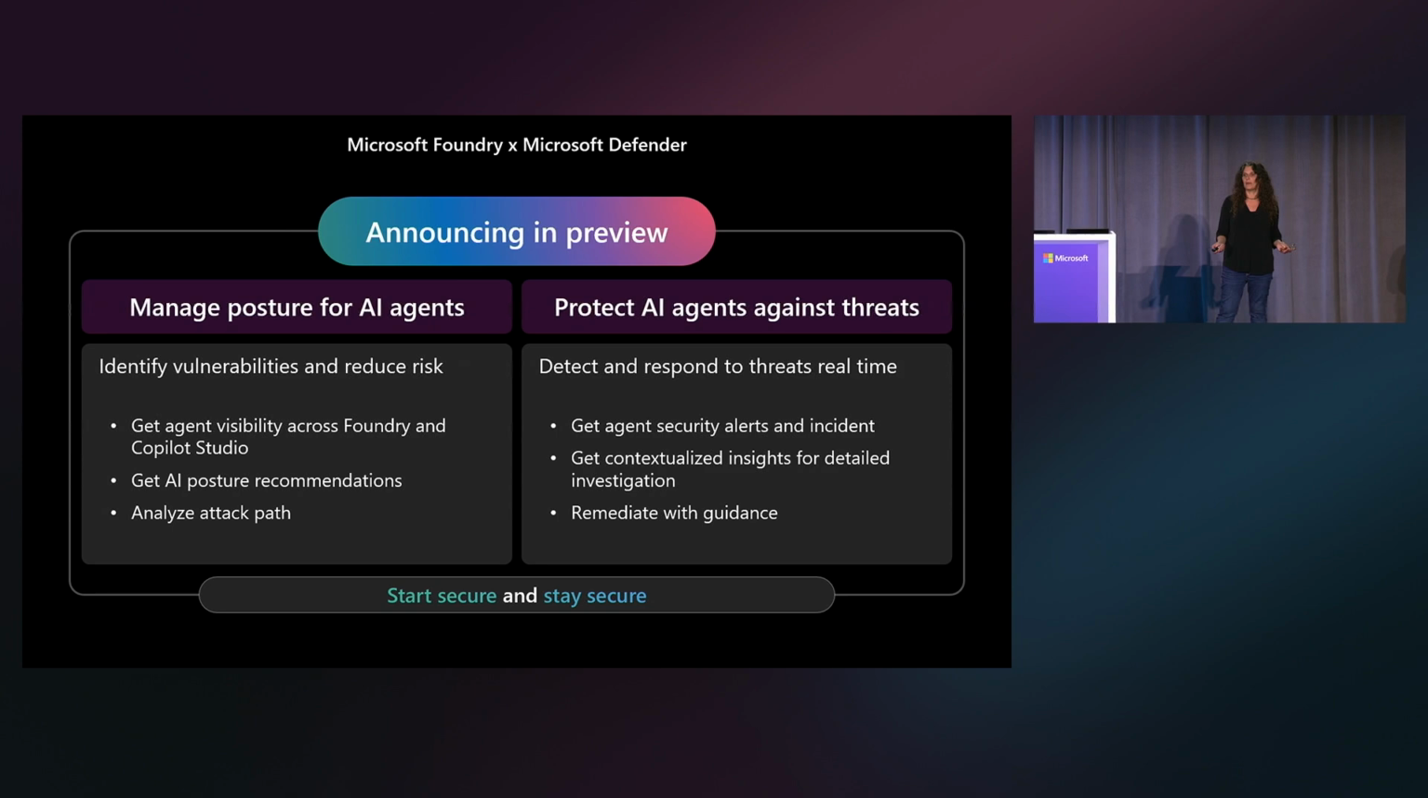So what are we announcing today? Defender is announcing today in preview posture for AI agents, so you get visibility across all your AI agents, you get recommendations, and you can see the attack path. You're also going to see that you now have threat protection for AI agents. You can detect and respond to threats in real time and get the right remediation and guidance on what to do. So let's take a very quick look.